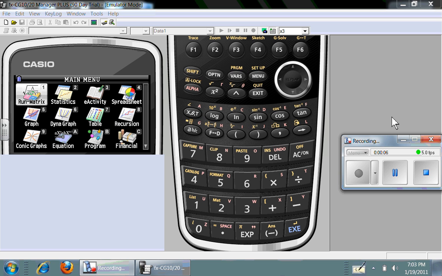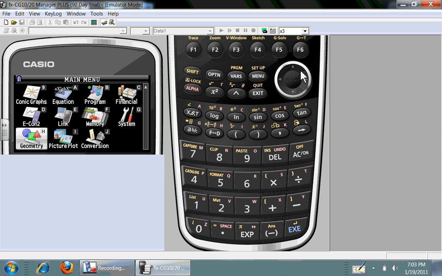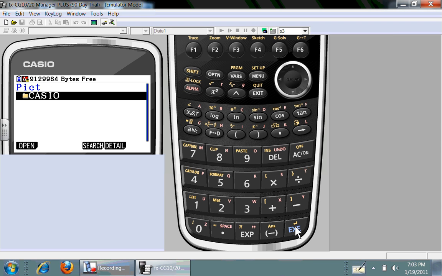Today we're going to dive right into the heart of the calculator and see what makes it stand apart from everybody else. What this calculator has, besides the color screen that none of the other ones have, is what's called a picture plotter. This thing is actually very, very cool. It's icon I. If you press the left parenthesis, you would get there. Or I scroll down to the I, press execute.